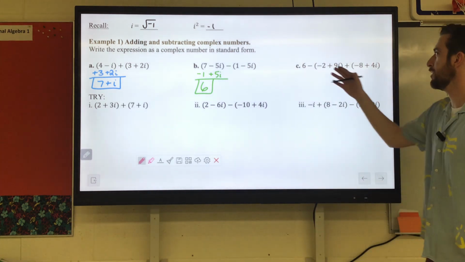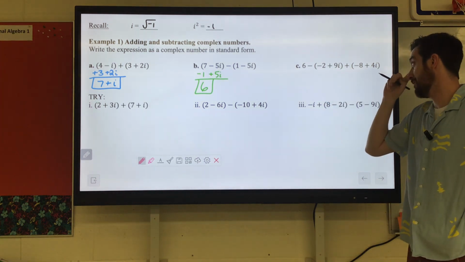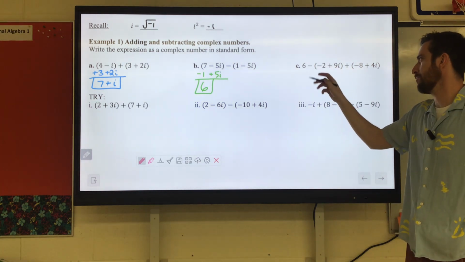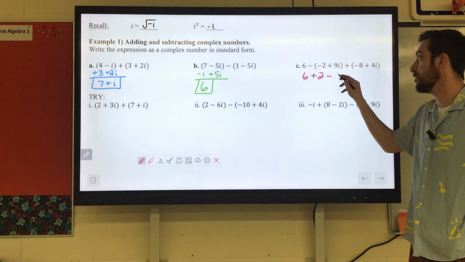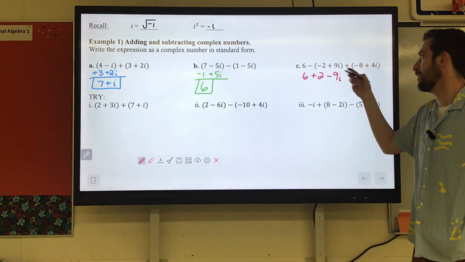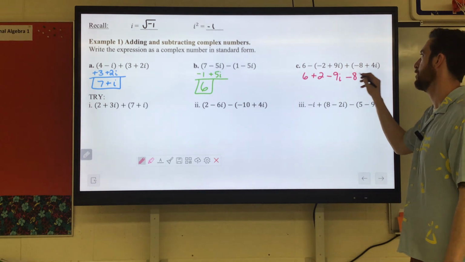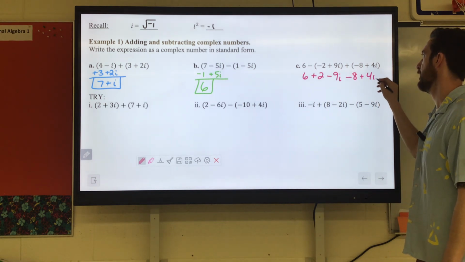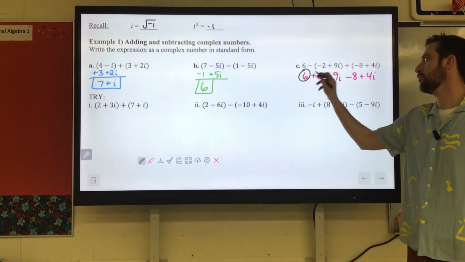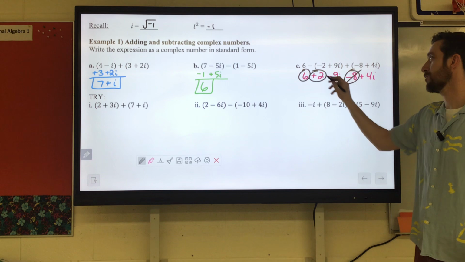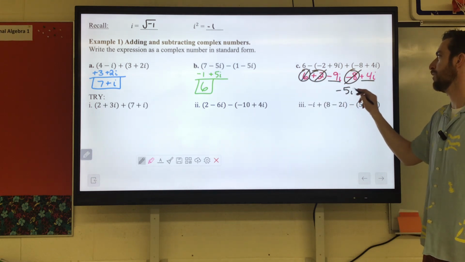All right, so here, let's go ahead and just change all the signs first. I'm not going to stack this one because I have 3 groups, but we'll figure it out. So we'll make it 6 plus 2 minus 9i. And then here, if you're doing plus, you don't have to change anything. So plus -8, I'll just make -8, and then plus 4i. So if we get all our normal integers, we have 6 plus 2 is 8, minus 8 is 0. So those are all gone. So we just have -9i plus 4i, which is -5i.